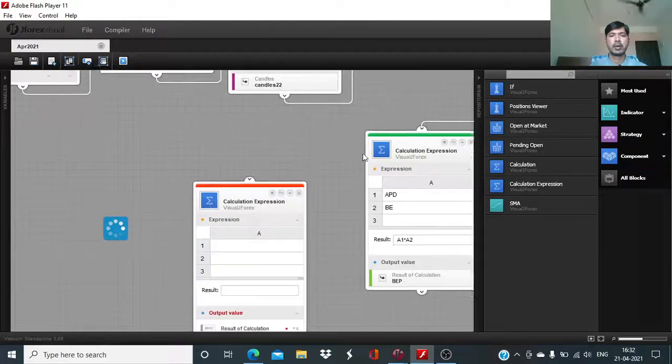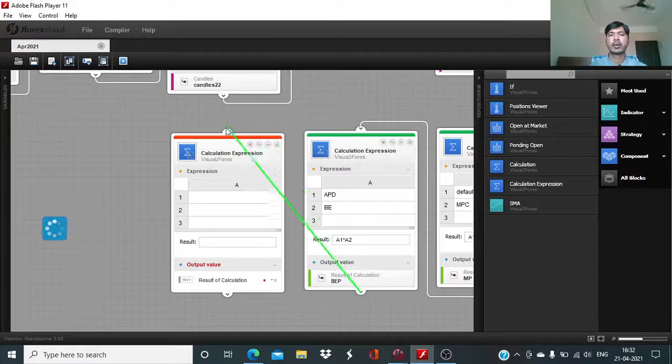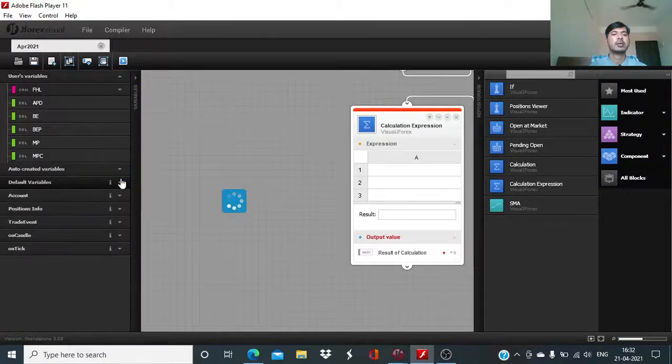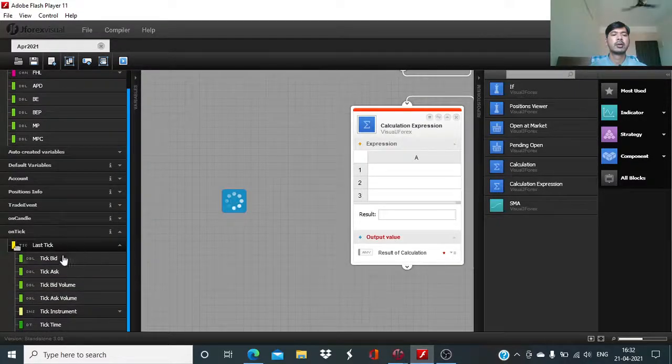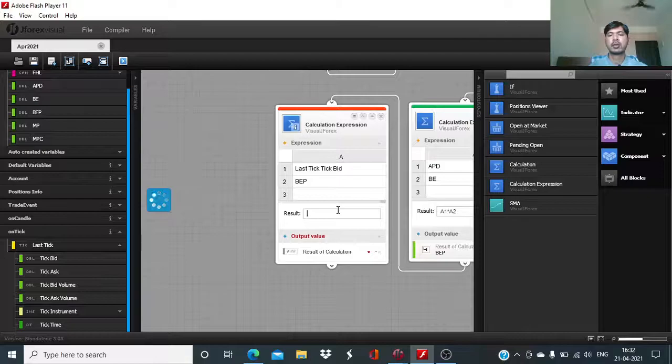Okay, I got this. Last tick bid minus BEP. And this will be by price of A1 minus A2.